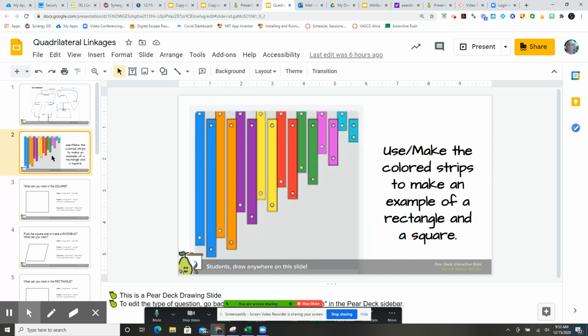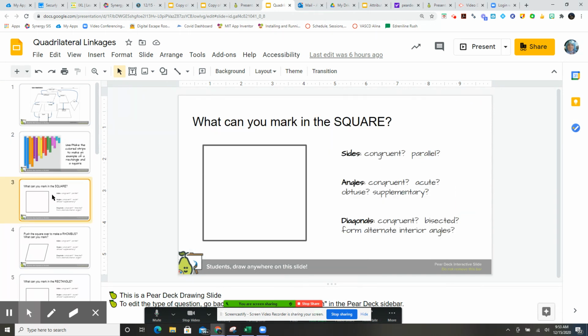So we kind of skipped ahead and we did slide 2. That's what we were making or drawing with, right? So let's go to slide 3. What can you mark in the square? So what can you tell me about the sides of a square? Don't everybody talk at once. Are they congruent? Yes. And how do I mark those? With ticks, absolutely. Are they parallel? Yeah. They are. How do I mark those?